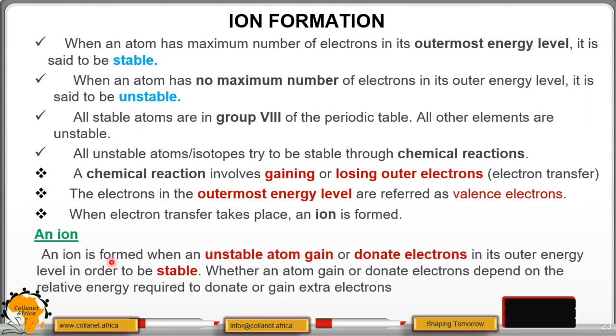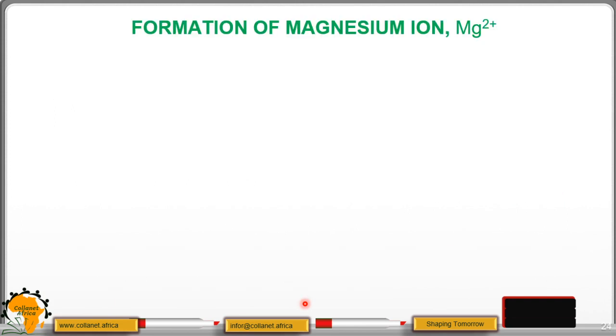An ion is formed when an unstable atom gains or donates electrons in its outermost energy level in order to be stable. Those which are gaining are usually non-metals, and those which are donating are usually metals. Whether an atom gains or donates electrons depends on the relative energy required to donate or gain extra electrons.